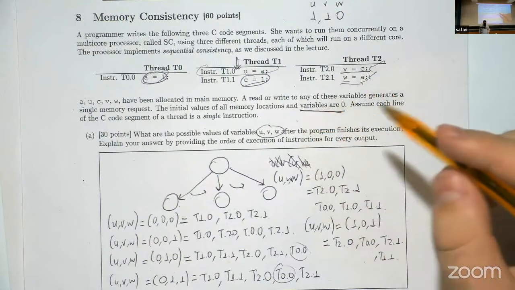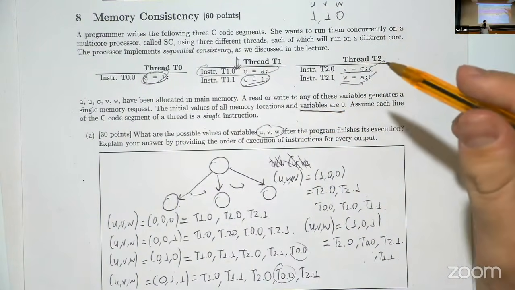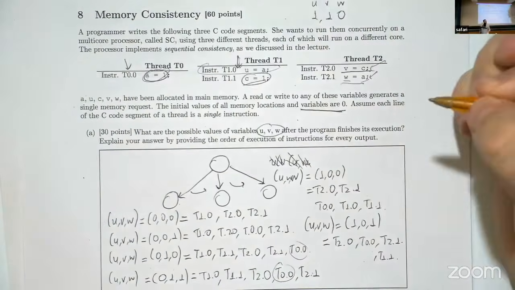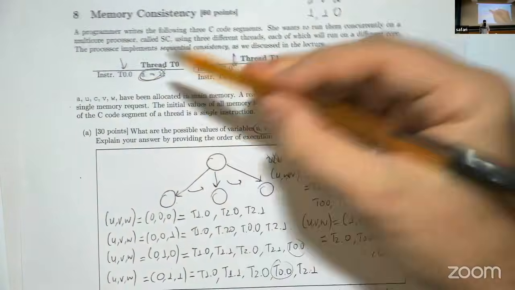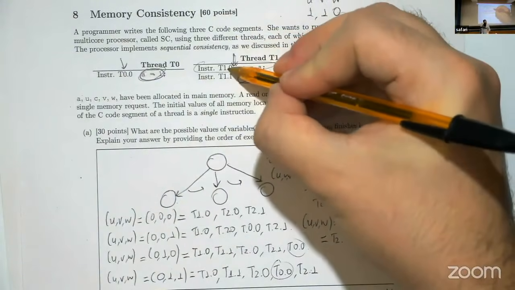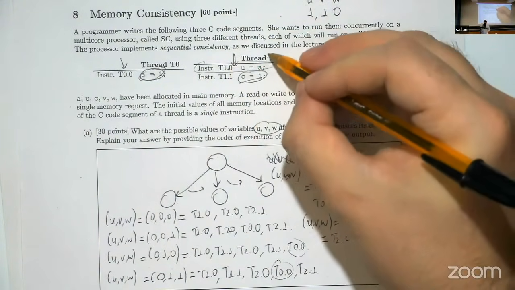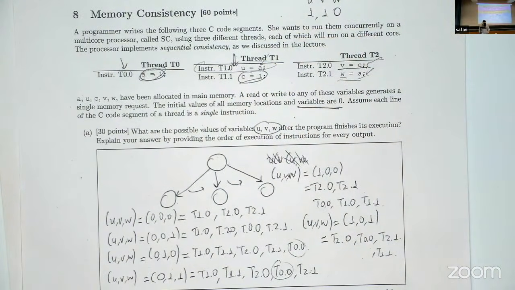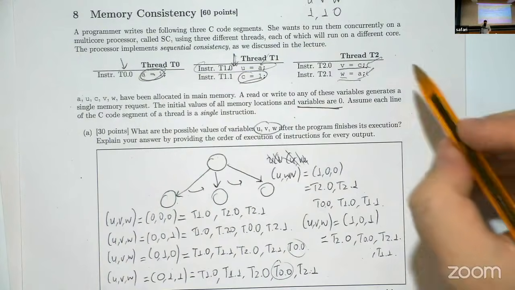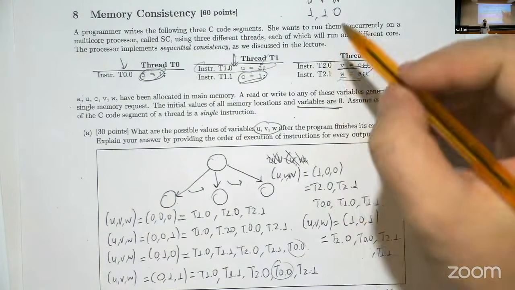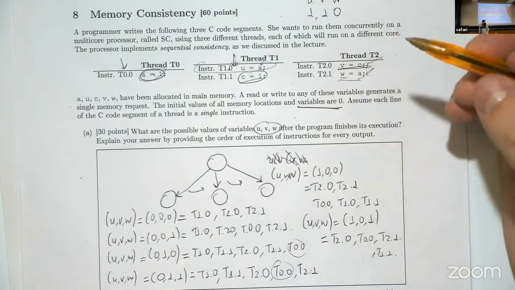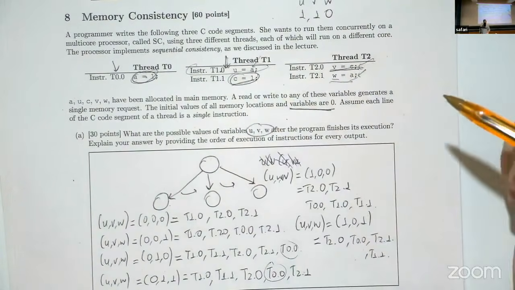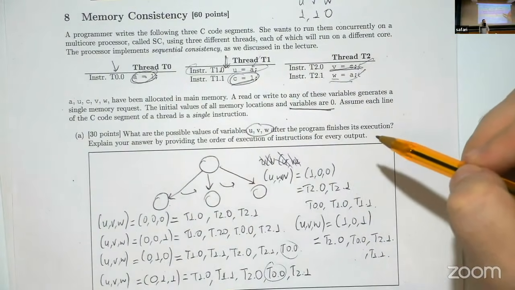So how does the U take the value of 1? We need to execute T0 0, which is A equals 1. So then we go to T1 0, right? Which means that U is set to 1. And then we need to set V to 1 as well. And how do we set V to 1? With T2 0. There is no other way, C equals 1 and then V equals C. There is no other way.